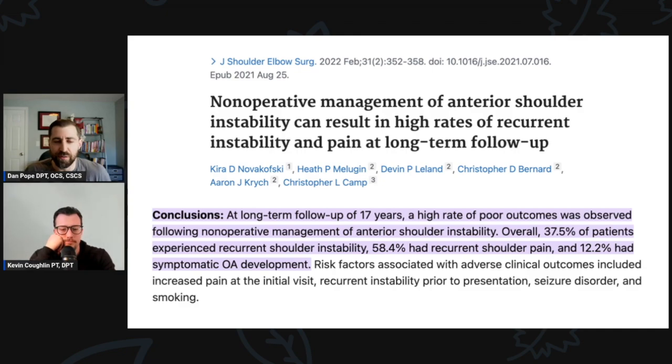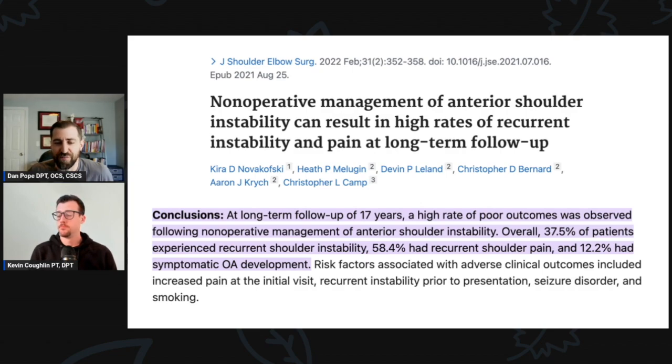Okay, so I thought this was a really cool study that helps highlight some of the points we're talking about. I'm just going to read the title because it's pretty self explanatory. Non operative management of anterior shoulder instability can result in high rates of recurrent instability and pain at long term follow up. I'm just going to read the conclusion here because once you hear it, it all makes sense. A long term follow up of 17 years, which is awesome because it wasn't like after one season or at the 1 or 2 year mark. It's 17 years later. So you can see what's going on with that shoulder after you've had a dislocation. There's a high rate of poor outcomes observed following non operative management of anterior shoulder instability.